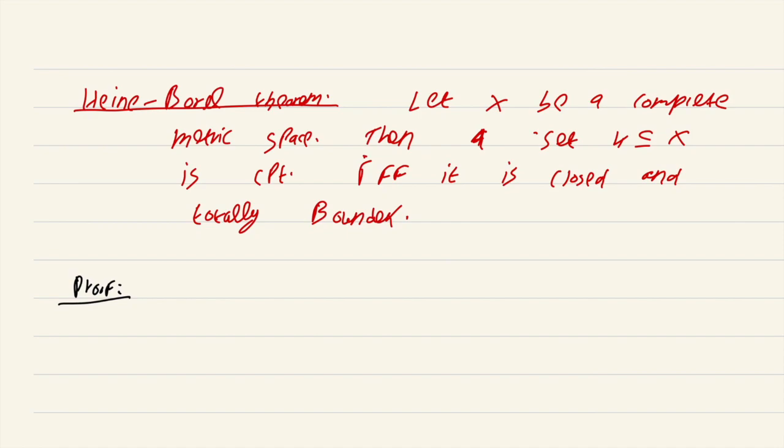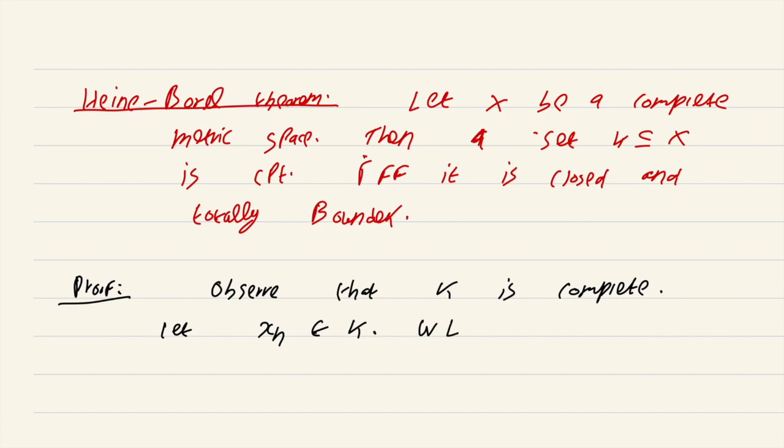One direction is rather simple. The other direction requires a bit of delicateness. Now, first of all, observe that K is complete simply because it is a closed subset of a complete metric space. Now let Xn be a sequence in K. We are going to show that it has a convergent subsequence and use the fact that compactness and sequential compactness coincide for metric spaces.